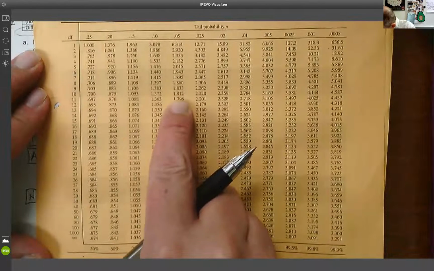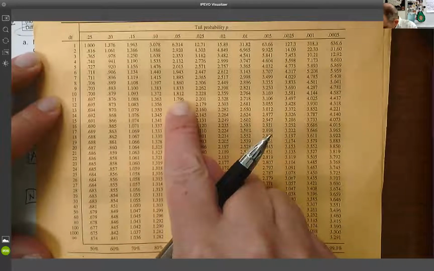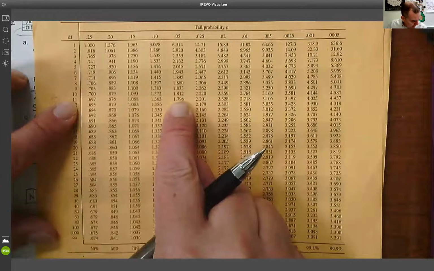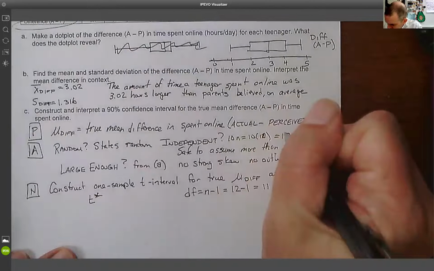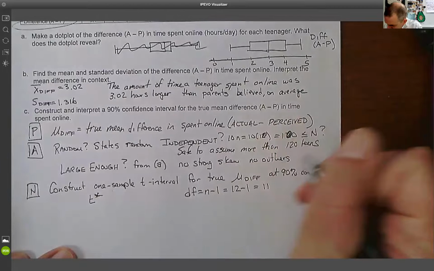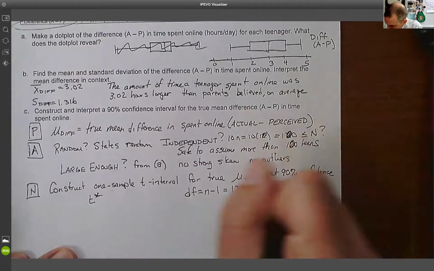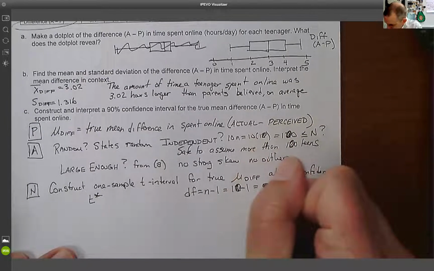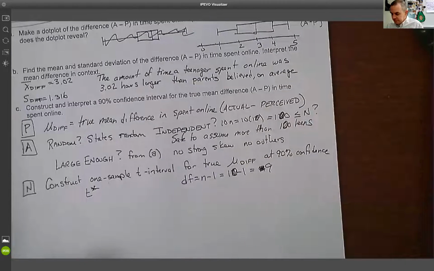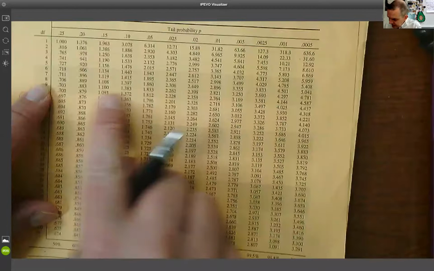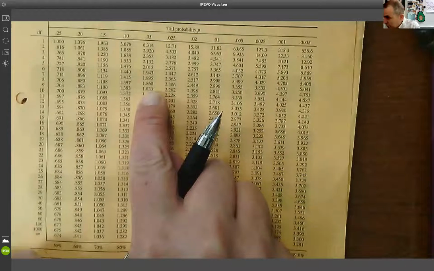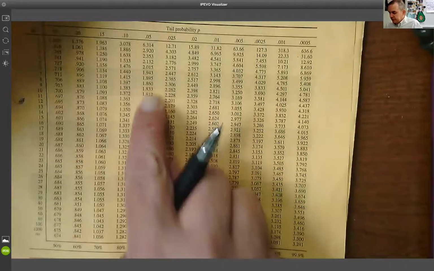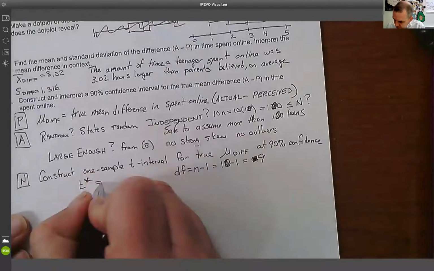Nope, it is 1.796. But our degrees of freedom here are, I'm sorry, we had 10 teens. Let's take 10 minus 1, so that tells me that's going to be degrees of freedom 9. All right. So we go to 9, we go to 90%, and that number is 1.833. So that tells me my T star is 1.833.